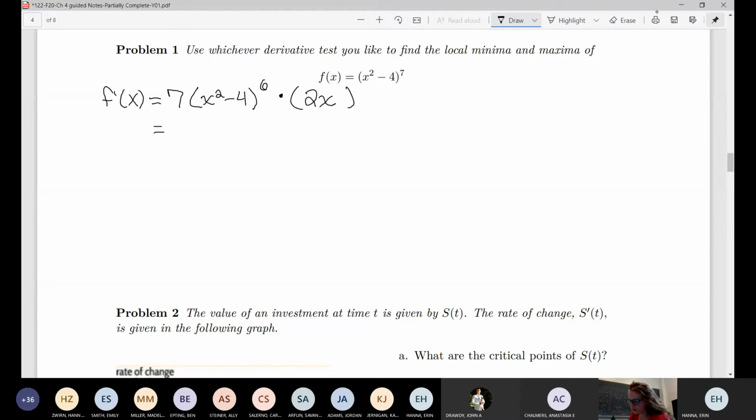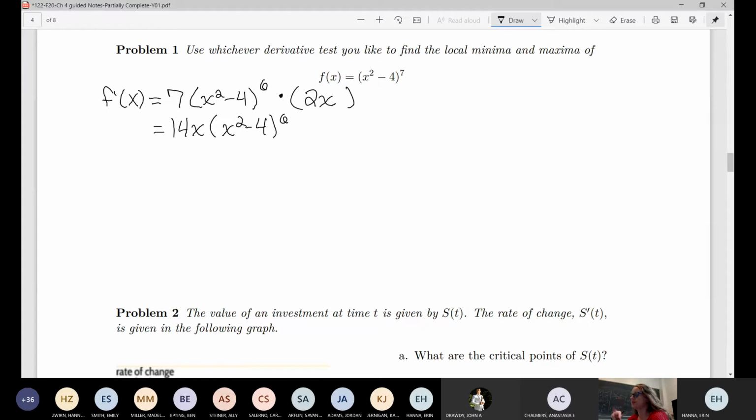While it doesn't help a ton, I'm going to rewrite that as 14x, x squared minus 4. Sometimes the simplification really helps out here. This one's kind of like, you can if you want to. It's not the end of the world if you don't simplify that. But the one we did the other day, it was really helpful to do a bit of simplification first. But anyway, we found the derivative, and now we need to find our critical points.